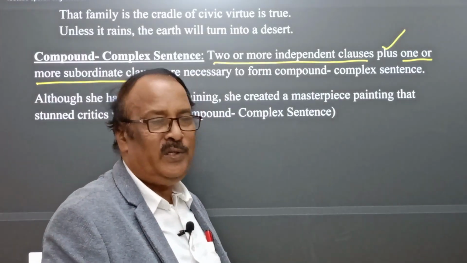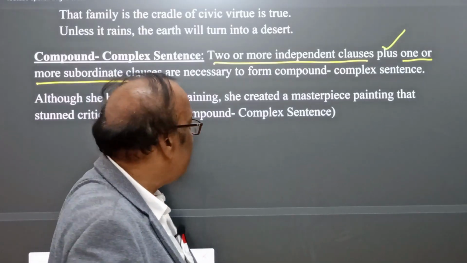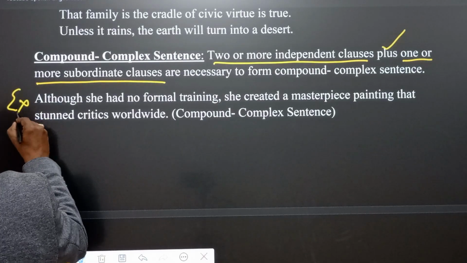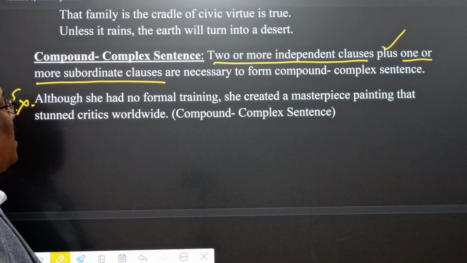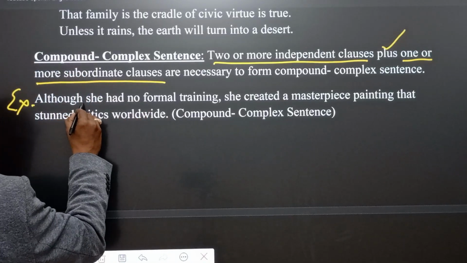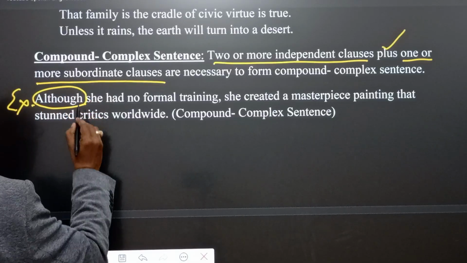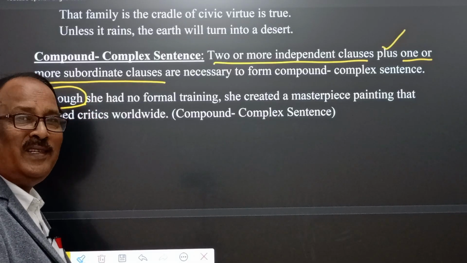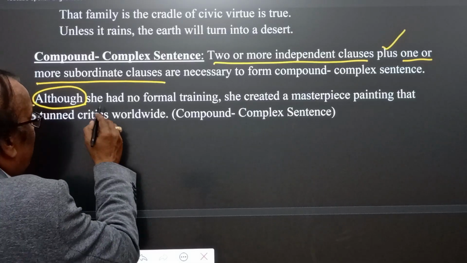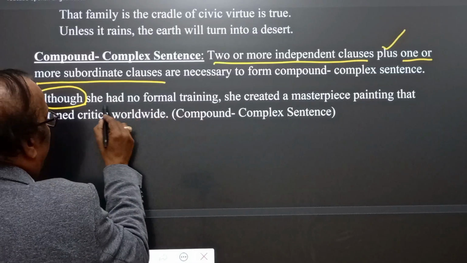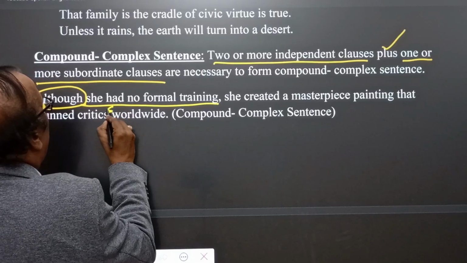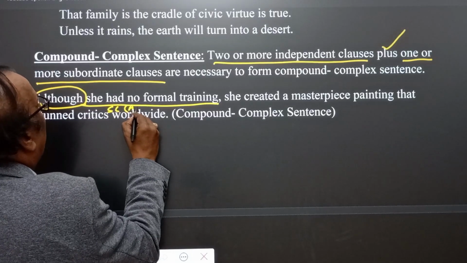Yes, this is the nature of a compound complex sentence, and here we find "although." Example: Although she had no formal training, she created a masterpiece painting. Remember, "although" is a subordinating conjunction of contrast. This is an adverb of contrast or opposition. "Although she had no formal training" is a subordinate clause, an adverb clause.